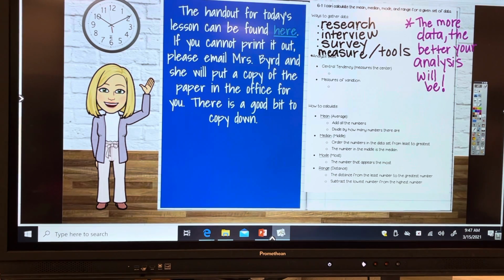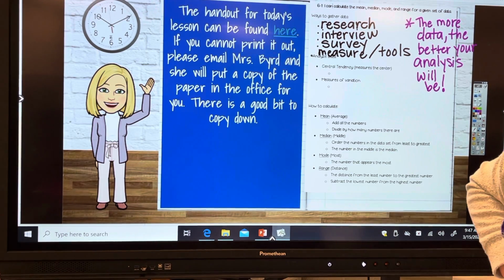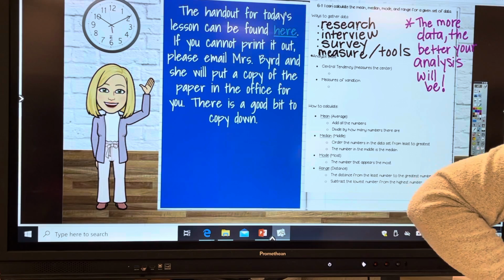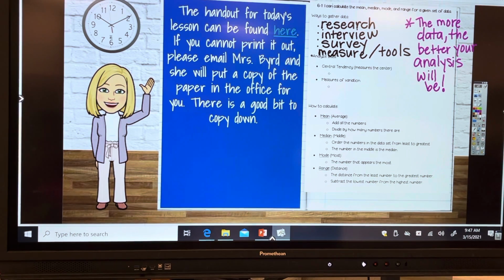If I measured all 20 people in here, would it be a better analysis for me to say the average height in Miss Bird's second period math class is 5 feet 2 inches? Would that be better? Yeah, that would be better. That means I took everybody's height that's in here and averaged them together. The more data you have, the better your analysis is. If you only have a few points, it's not very accurate. The more points we have, the better it is.